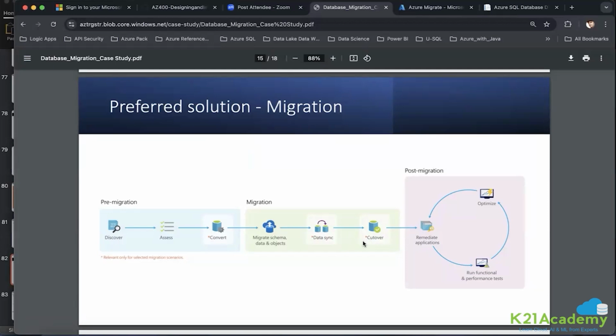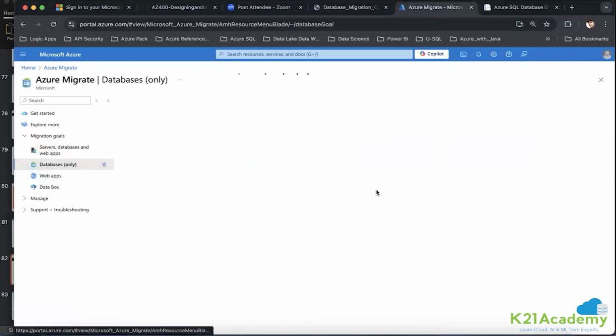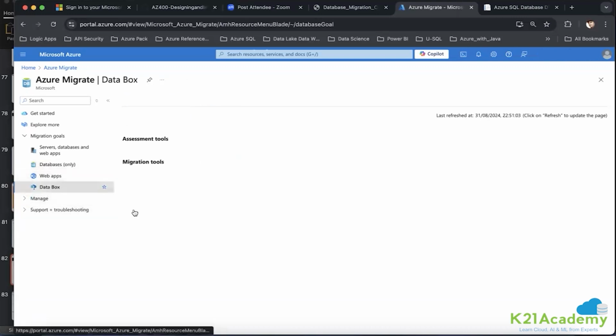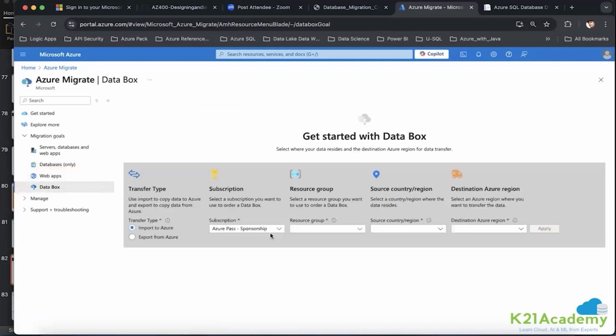Now, as I said, there are two ways to go about it. One is Big Bang, where you migrate your data with the help of a data box and all. If you see here in the Azure portal, we have database migration options available, right? So here we can consider either going ahead with this database migration tool, which is like progressive database migration, or the other, Big Bang migration, where I can write the data on a Microsoft-provided data box.